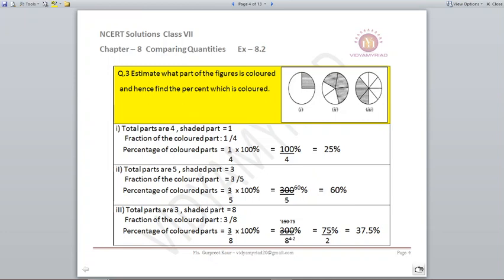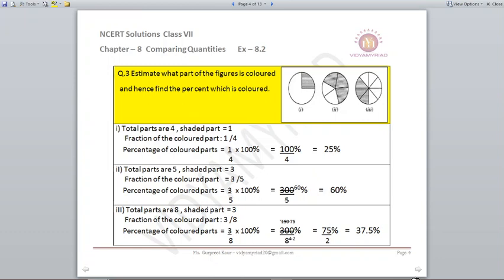Number 2. How many total parts are there? 5. What are the shaded parts? 3. So what is the fraction? 3 upon 5. For the percentage, multiply with 100%. You will get 300 upon 5%. So answer, it is divisible. Answer comes to 60%.